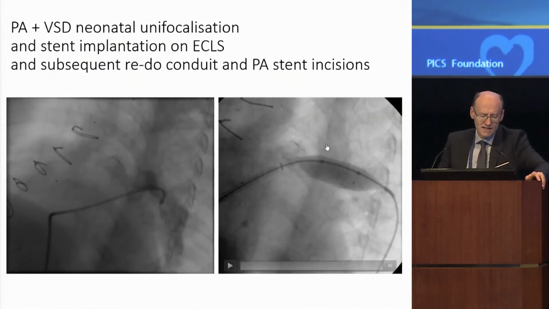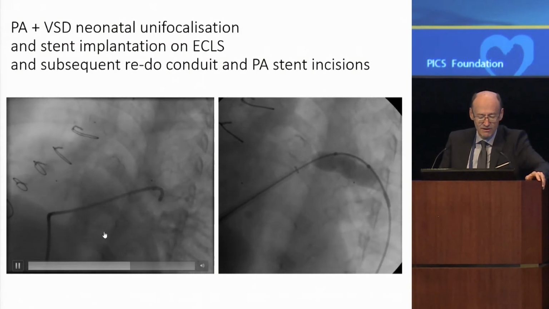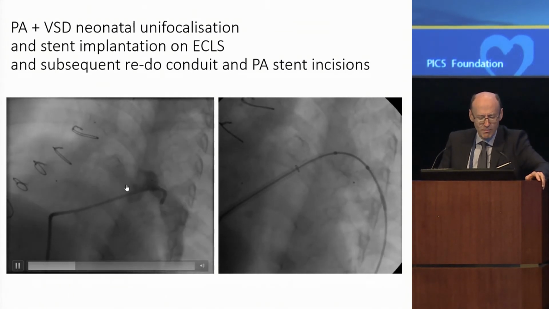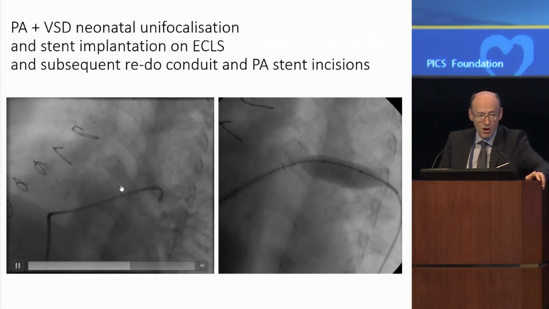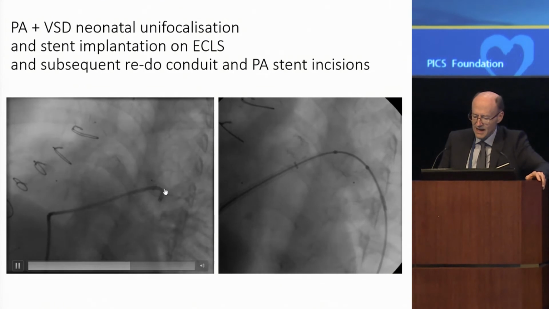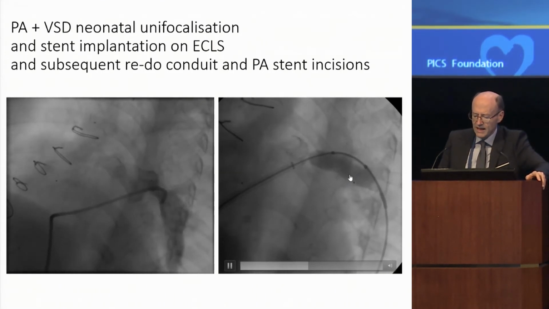And this is a patient who had pulmonary atresia VSD with a neonatal unifocalization, and then we put stents on ECLS to get out of trouble, and then the surgeon has been back with a redo conduit and incision of the pulmonary artery stents. You can see this stent over on the right has been incised. There's distal stenoses there as well, but this stent is only partially incised. And you can see using a high-pressure balloon to enlarge the area. You can see that going up there, and you're tearing a number of zigs.